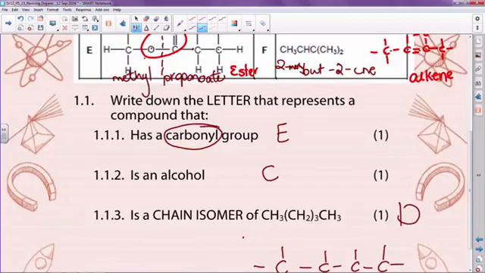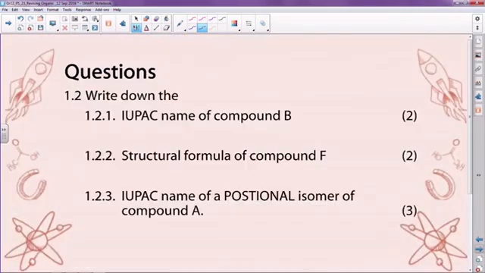Okay, so I'm not going to give you as much time. So here's the next questions. So I want you to write down the IUPAC name of compound B, the structural formula of F, and the IUPAC name of a positional isomer of compound A. I'm only going to give you, mainly because 1.2.3 is a little harder, I'm giving you 2 minutes, and your time starts now.